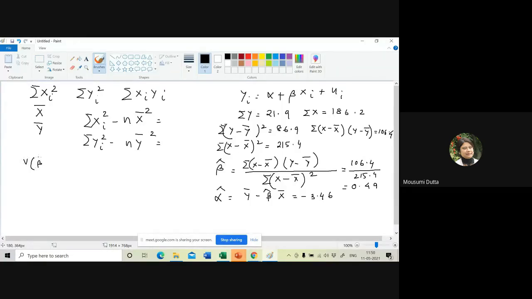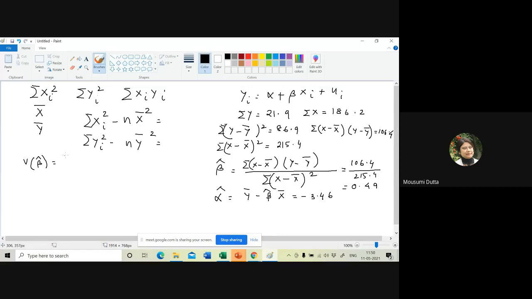So first, the variance of beta hat. What is the formula? Sigma u squared by summation over i of xi minus x bar squared. Now we have no information on sigma squared, so what will we do? We'll use the unbiased estimator for sigma u squared, RSS by n minus 2.